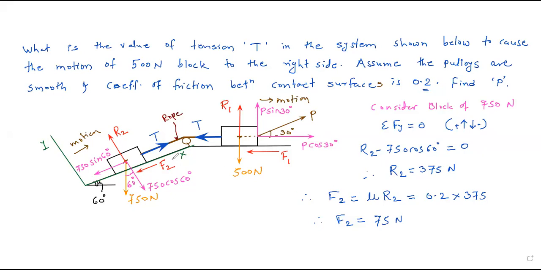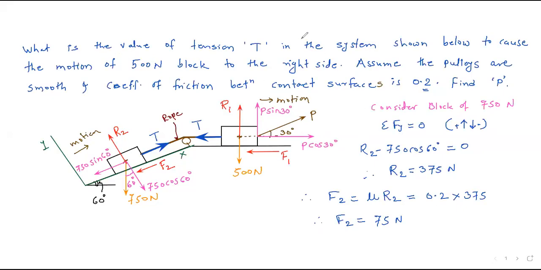Now apply summation Fx equal to 0 for this. Forces moving towards right are positive, forces moving towards left are negative. Now this inclined plane is our x-axis. So what are the forces parallel to this? This T is there, tension in the string. It is moving towards right hand side, so T's value is plus. Then this F2 is moving towards left hand side, so F2 value is minus, so this 75 we should take minus in summation Fx, and this 750 sin 60 component is also moving towards left hand side, so this value is also minus.